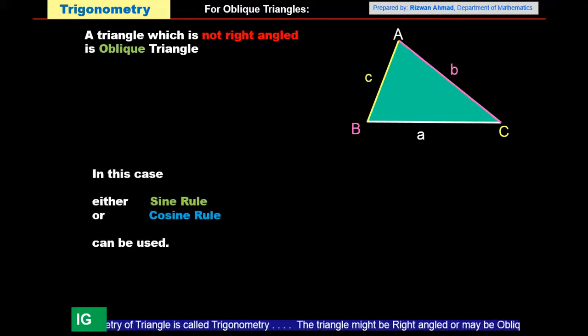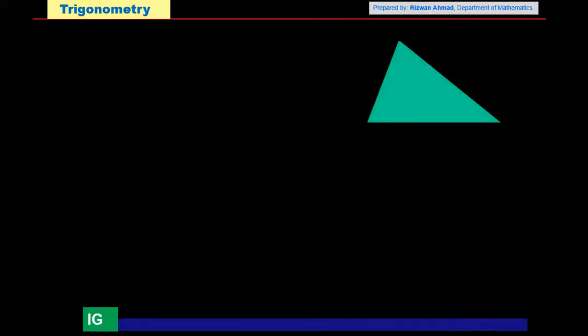In this case, any missing angle or any missing side in this triangle can be found by using either a sine rule or a cosine rule. So these are different than which we studied before, trigonometric ratios. These are rules, sine rule and cosine rule. So now we'll see what is the sine rule.